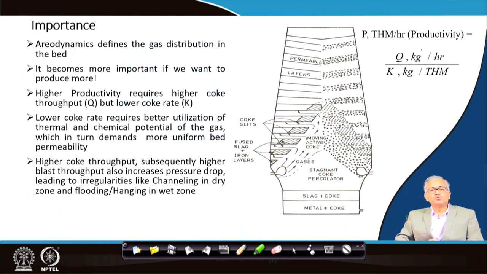And the higher coke throughput, on the other hand, what will happen? It also increases the blast throughput. If you want to burn more coke, you have to give more air blast.